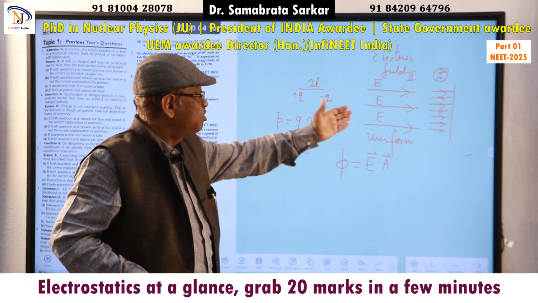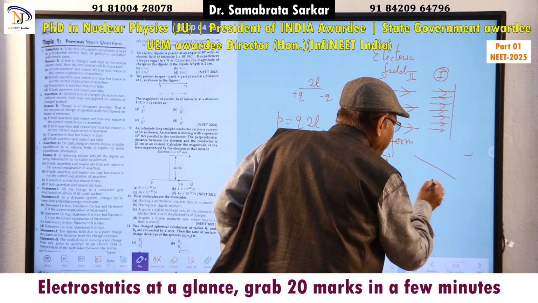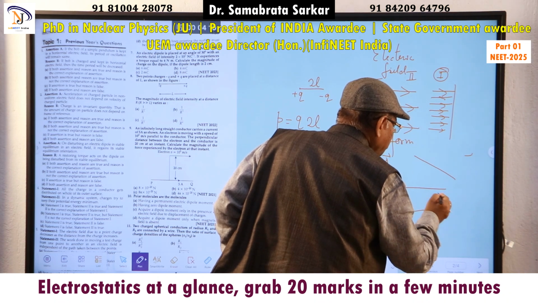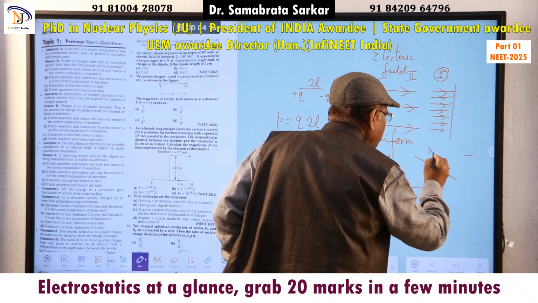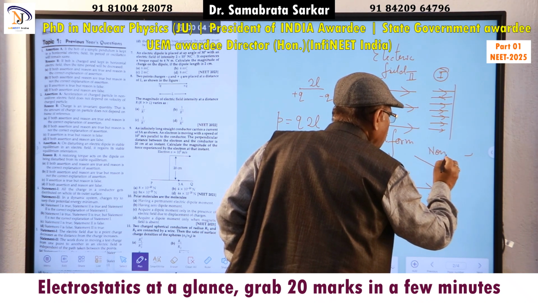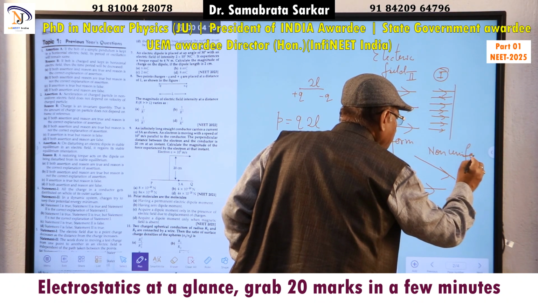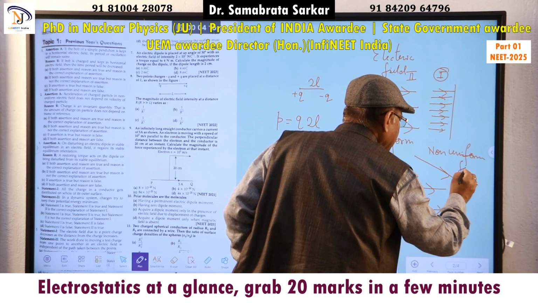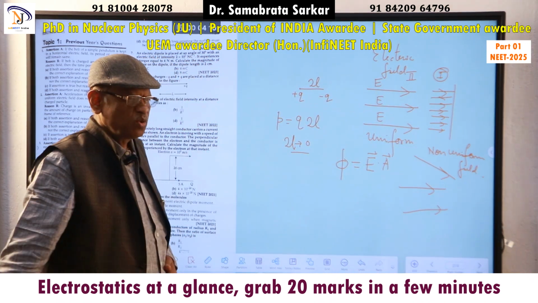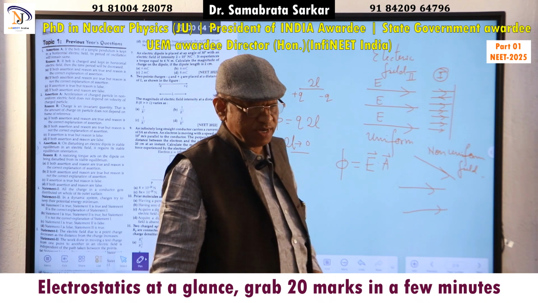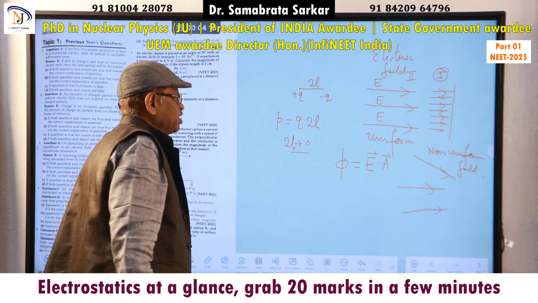And this is uniform. And if the field is like this, this will be an electric field but a non-uniform field. What type of field is it? Non-uniform field. These are all electric fields. And what is the definition of electric field? Okay, you know the definition of electric field.